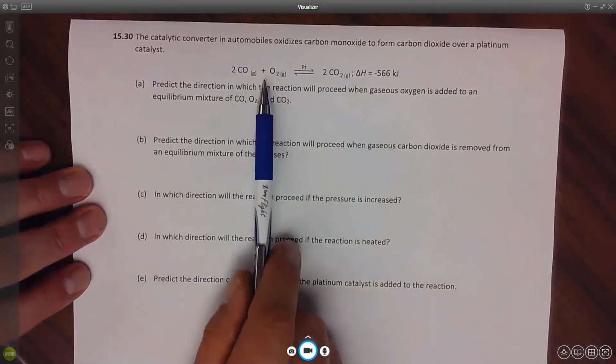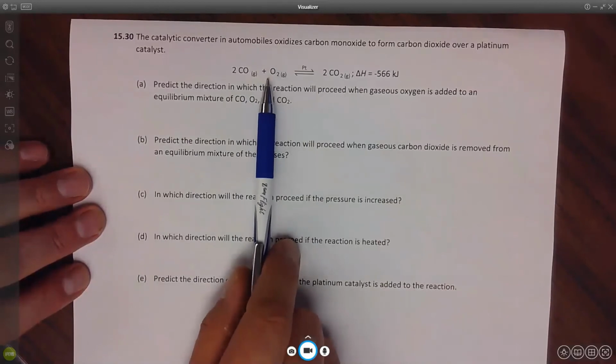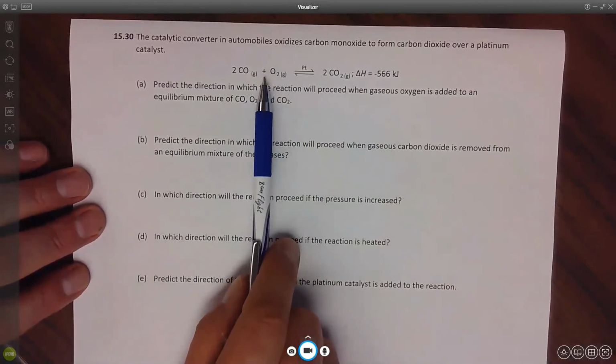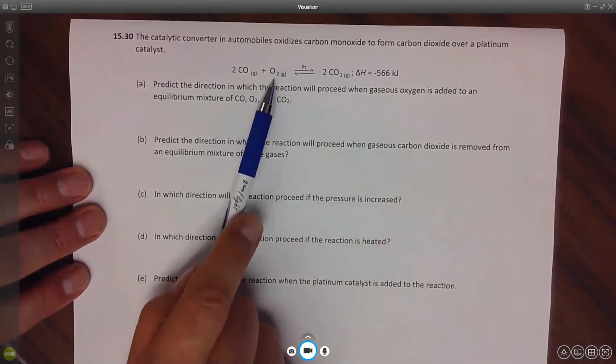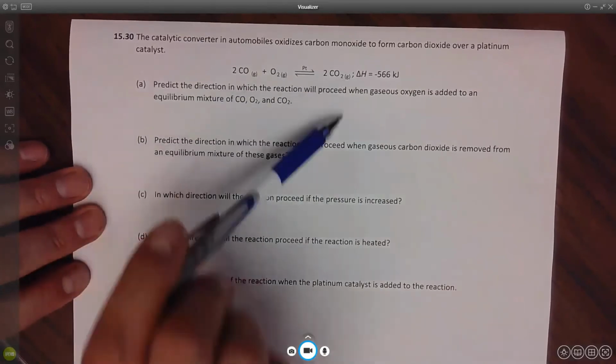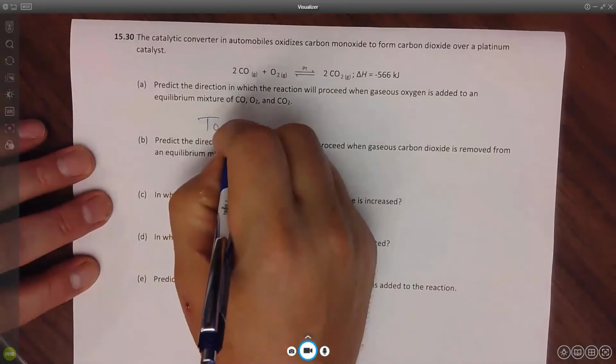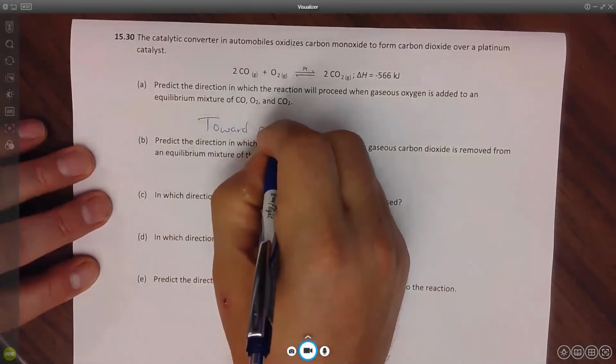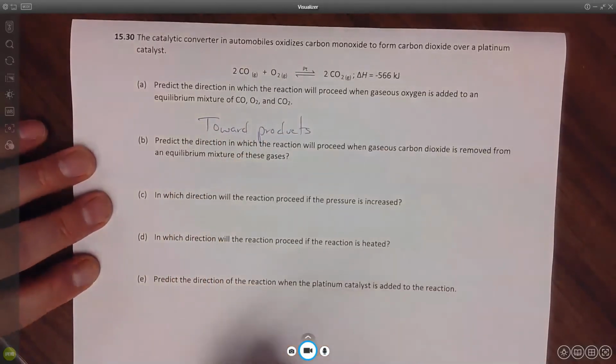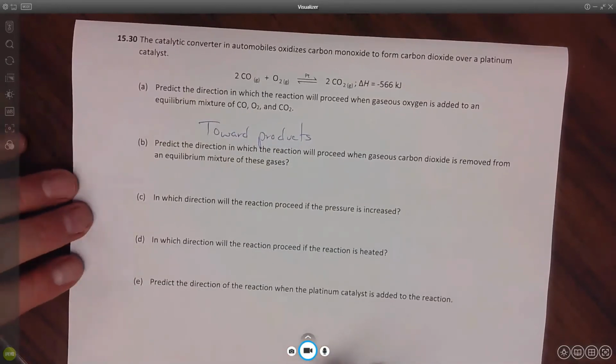Yeah, right. So if I add reactants, according to Le Chatelier's principle, anything that I do, nature's going to try to undo. So if I add reactants, it's going to try to get rid of some of those reactants by shifting the equilibrium to products. So this is going to go toward products. So forward or to the right, whichever one you want, okay?